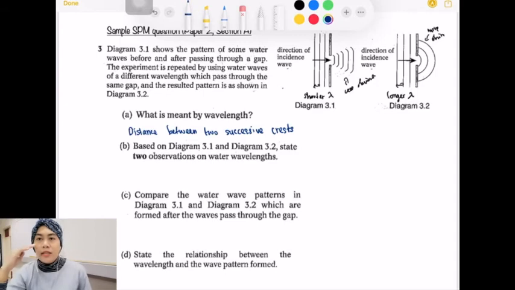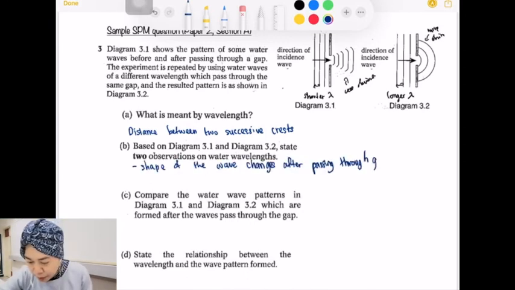This is more in terms of the effects of diffraction, like what does diffraction do, what does it change. So first thing that you can see when diffraction happens, the thing that changes here is the shape of the wave. So shape of the wave after passing through the gap. I'm using the word gap here because that is what is used in the question. But if you use slit or aperture or opening, it's still correct.